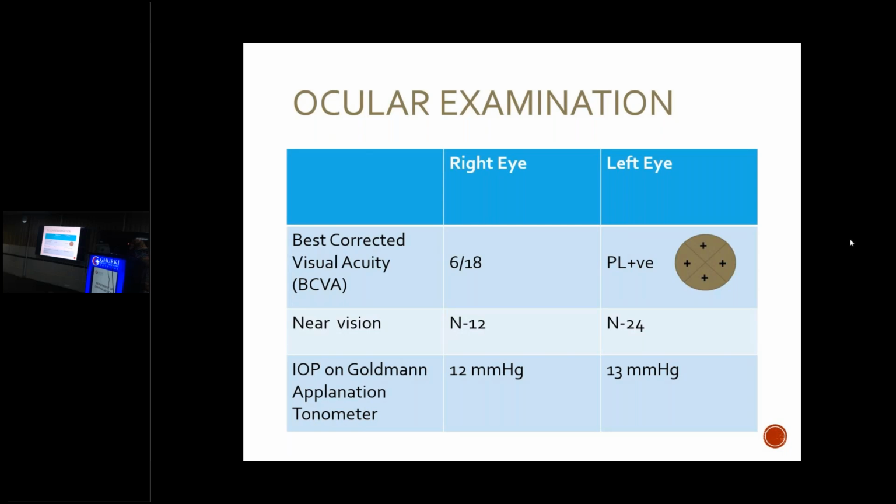On ocular examination, patient had bilateral best-corrected visual acuity of 6/18 in the right eye and PL positive in the left eye, and light projection was there in all four quadrants. The near vision in the right eye was N12 and in the left eye it was less than N16. Intraocular pressure on Goldmann applanation tonometry was 12 millimeters of mercury in the right eye while it was 13 millimeters of mercury in the left eye.